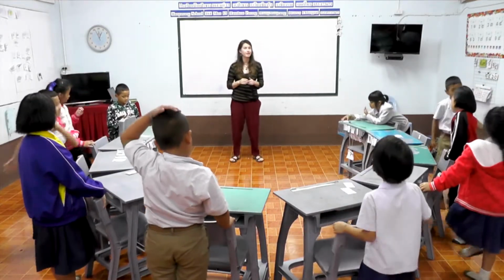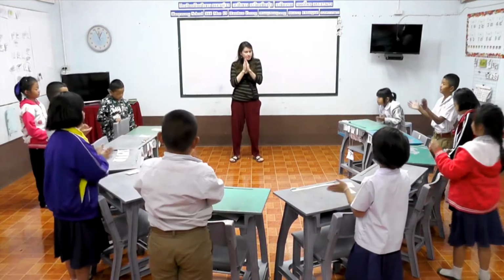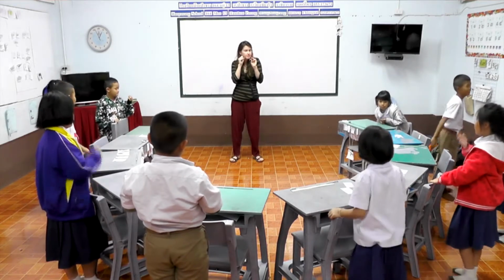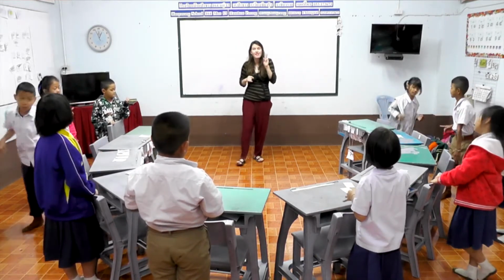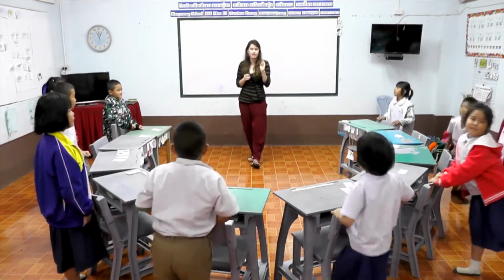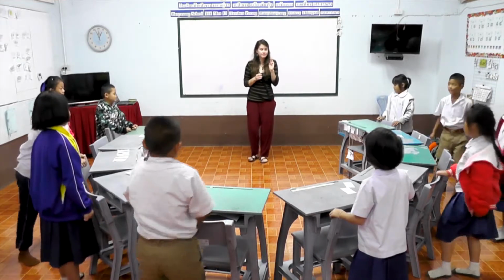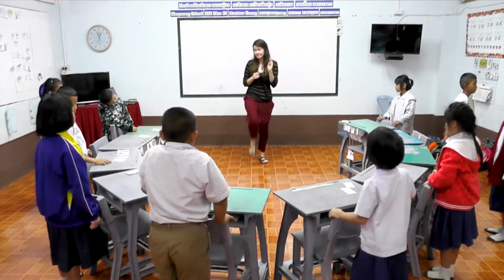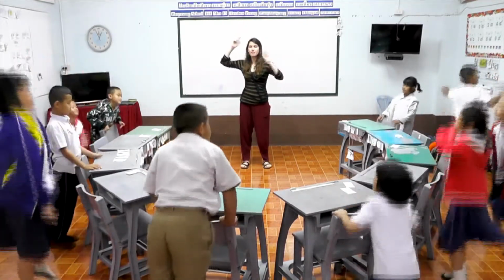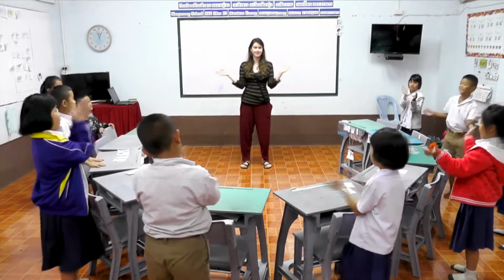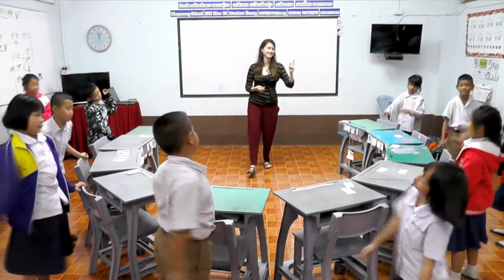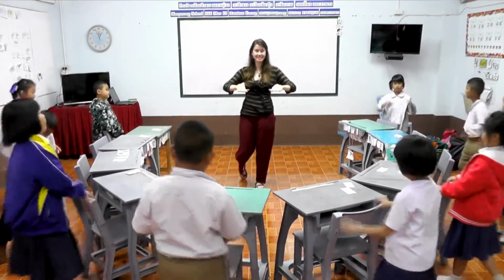Let's do 3 little claps. 3 little spins. 3 little jumps. 3 little steps. 3 big steps. 3 big jumps. 3 big claps. 3 big spins around. Okay, everybody can take a seat.